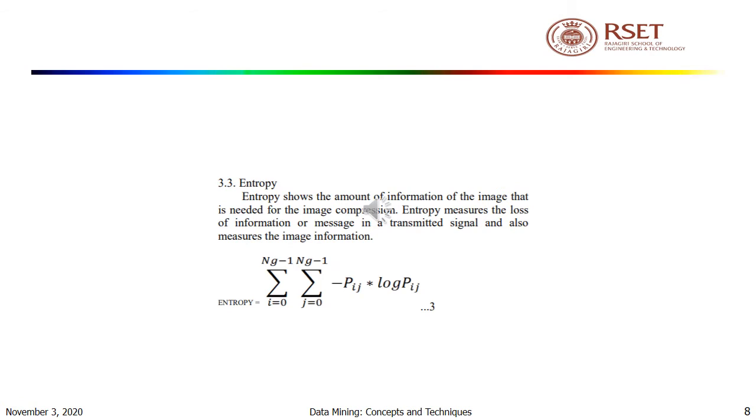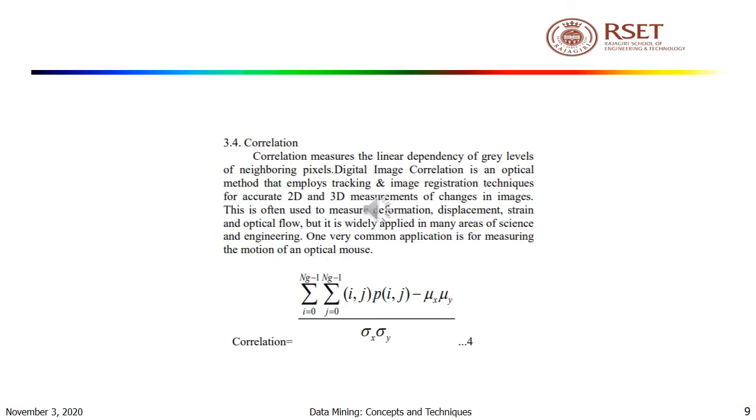The next feature is called entropy. Entropy shows the amount of information of the image that is needed for image compression, and entropy measures the loss of information. It can be computed as minus P(i, j) into log P(i, j). And the third one is called correlation.